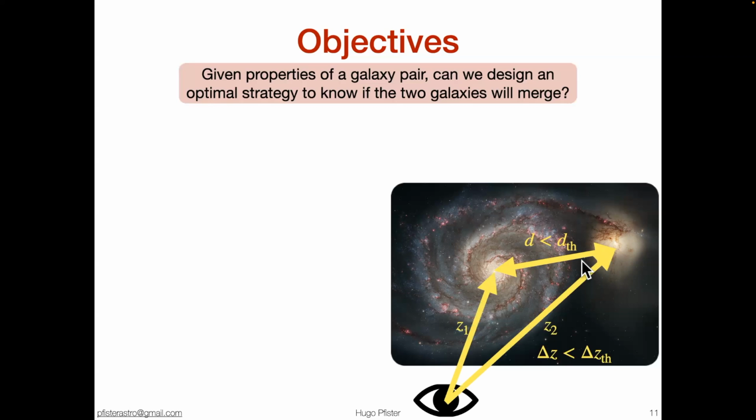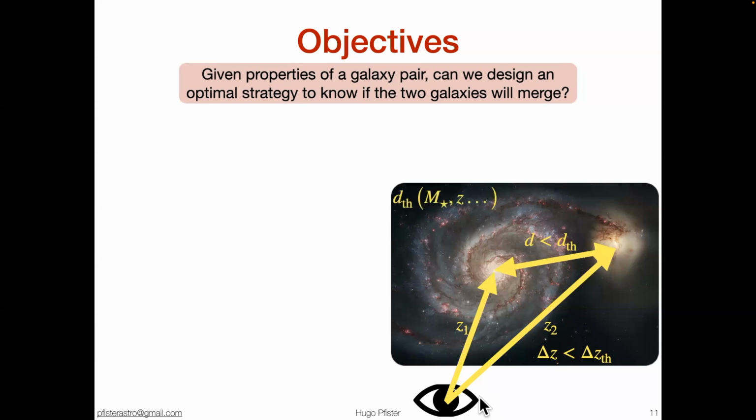Let's be a bit more fair. Actually, we have access to the projected distance in the sky. So we look at the angle between the 2 galaxies, and we also have access to the radial speed. The reason is because the universe is in expansion. Galaxies are going away from us, so we have access to the radial speed. So we have 2 quantities: the radial speed, which is delta z for the relative radial speed, and then the projected distance in the sky.